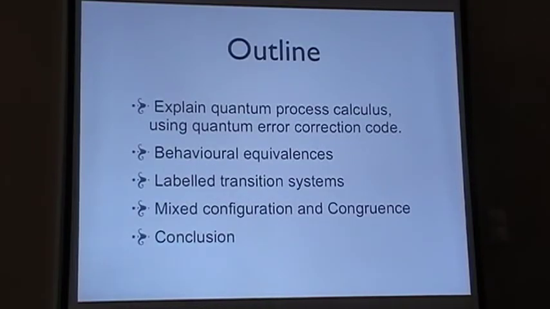So basically the outline of my talk would begin with explaining quantum process calculus using a quantum error correction code, and then the concept of behavioral equivalence, where we prove that the quantum error correction code system is equivalent to a specification process. To understand the equivalence, we need the label transition systems and the concept of mixed configuration, and the more important property, the congruence property, where the equivalence is valid in all contexts. And finally, we come to the conclusion.